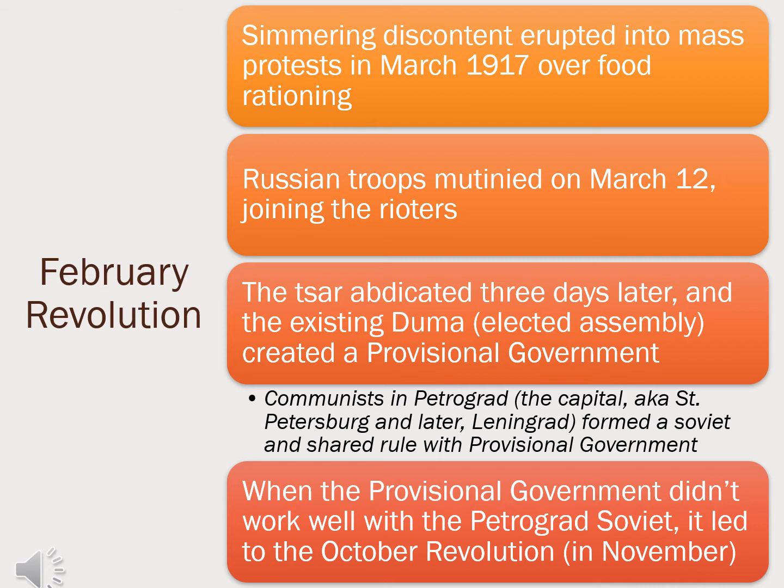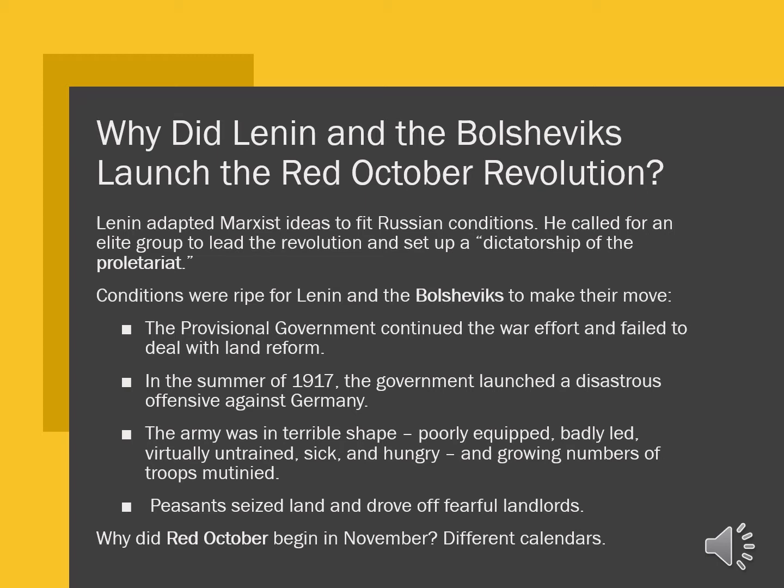The provisional government is way too old school for the communists that are running the Petrograd Soviet, and they want more radical changes. So what kinds of things were the Bolsheviks looking for when they launched this Red October Revolution? Lenin has come to be the leader of them. We'll talk about him a little bit more specifically here in a second, but he had adapted Marx's ideas on communism to fit Russian conditions, and he called for an elite group of leadership in the Soviet to lead the revolution and to set up, as he put it, a dictatorship of the proletariat.